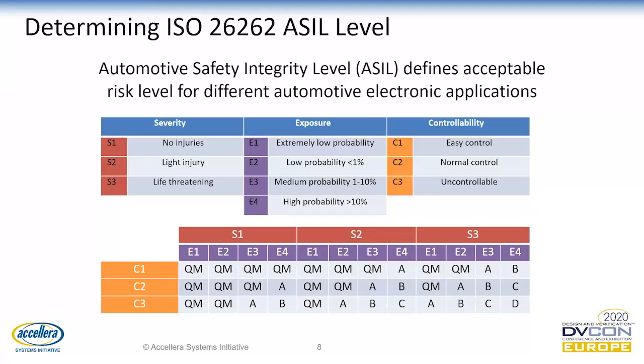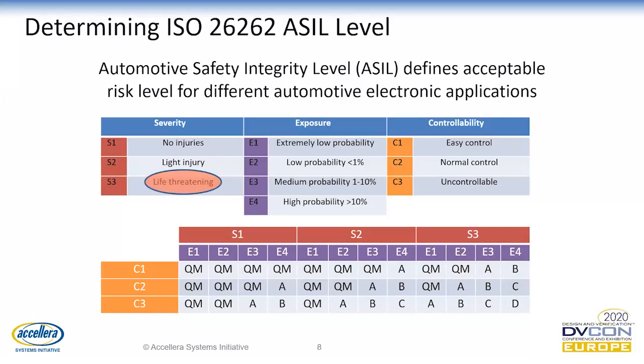Exposure is how probable it is for this incident to happen, from extremely low probability to high probability, greater than 10%. Controllability is, if this incident happens, is it very easy to control or avoid a failure and the accident? Easy to control or uncontrollable? Based on different combinations of severity, exposure, and controllability, we have different levels of ASIL.